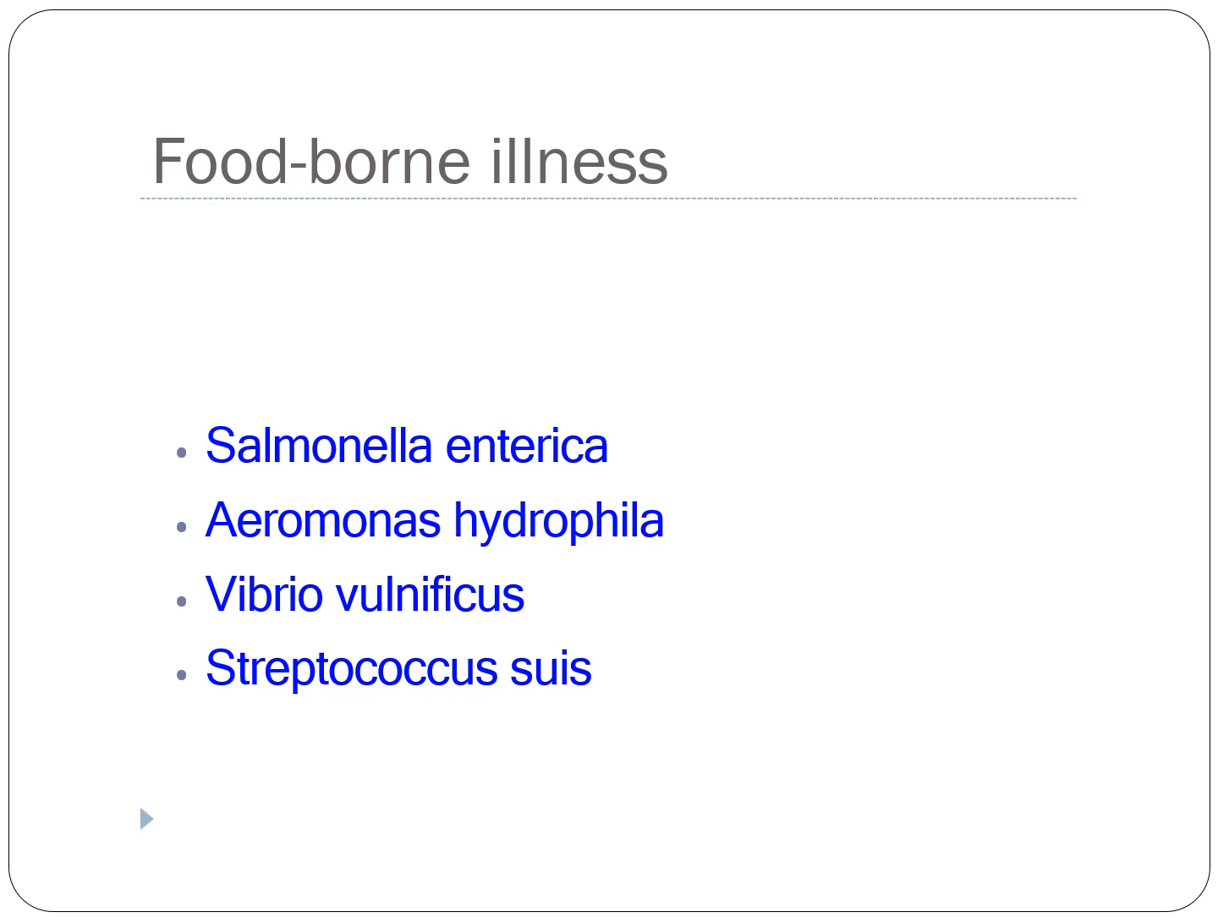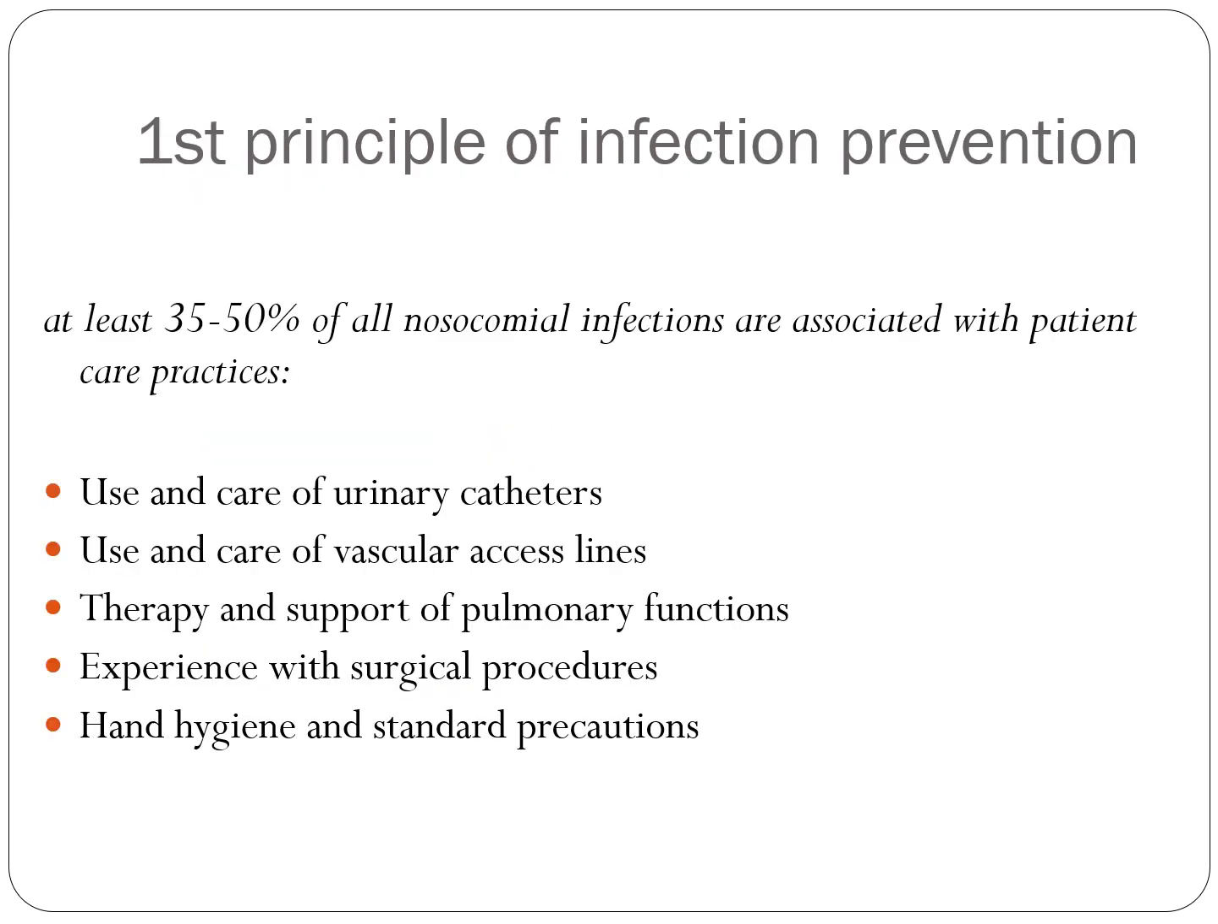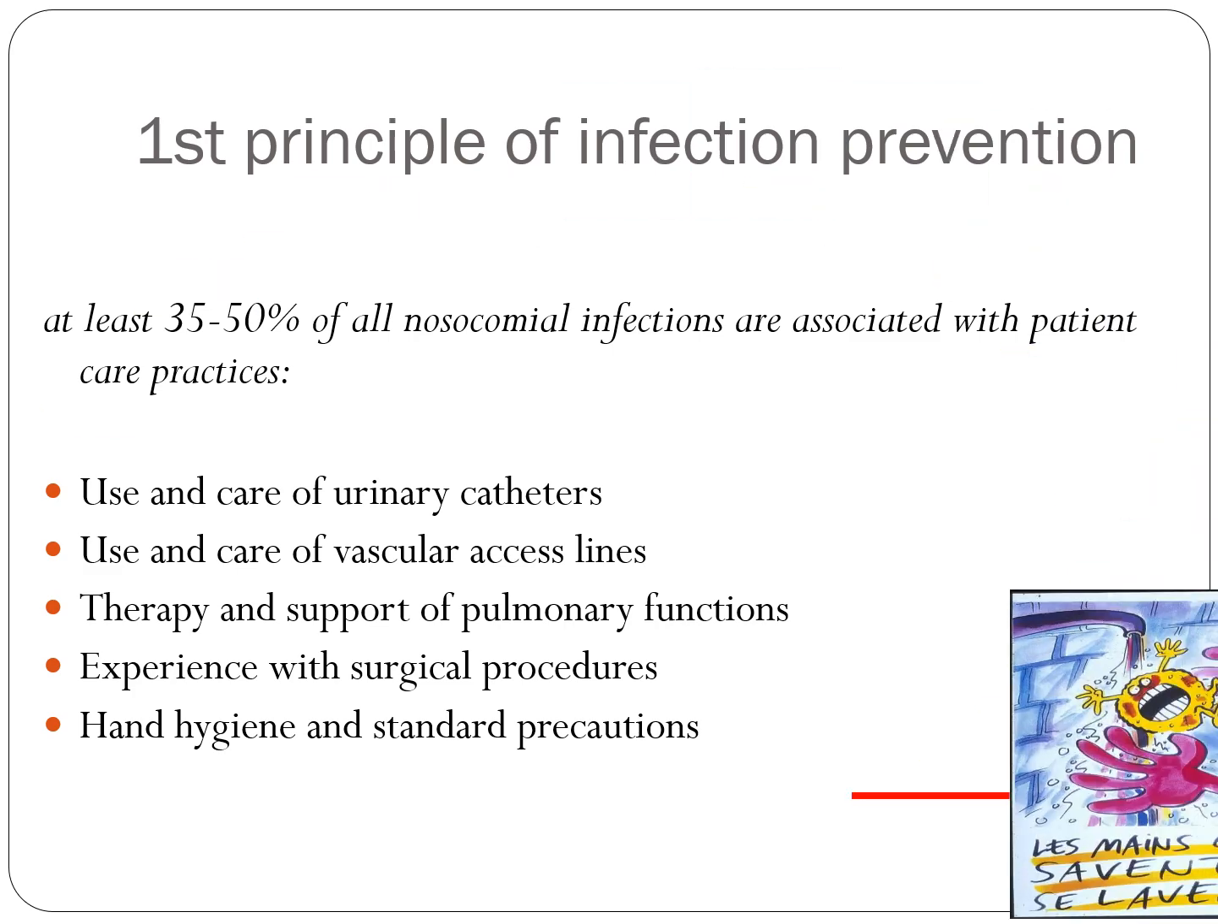Let's learn about foodborne illnesses in immunosuppressed patients. It involves Salmonella enterica, Aeromonas, Vibrio infections, and Streptococcus. Now, to repeat, the first principle of infection prevention is to consider that at least 30 to 50% of all infections are associated with patient care practices, such as use of catheters or vascular access lines, therapy in support of pulmonary functions, surgical processes, and hand hygiene, surgical and sanitary preparations.